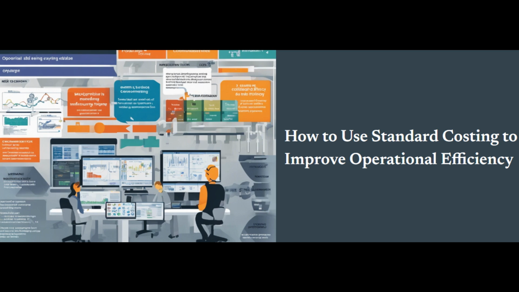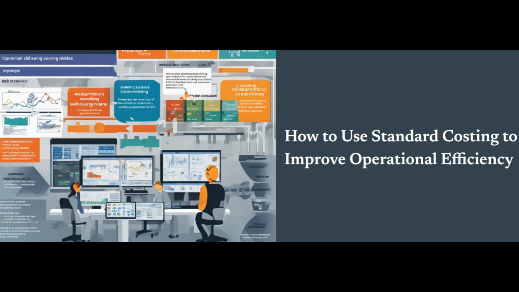Variance analysis for continuous improvement. One of the primary benefits of standard costing is its ability to facilitate variance analysis, the process of comparing actual costs to the predetermined standard costs. By identifying and analyzing these variances, organizations can pinpoint areas of inefficiency and take corrective actions to improve operational performance. There are several types of variances that can be analyzed, including material price variance, the difference between the standard price and the actual price of materials.